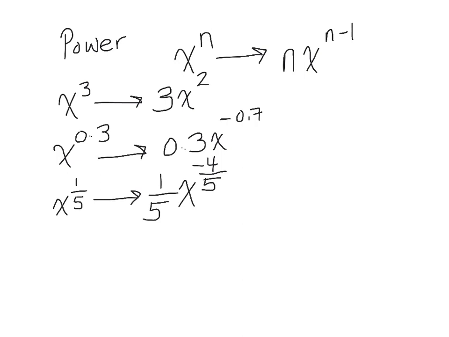But what if there's already a coefficient or a number in front of the variable term? Let's see, 3x squared.